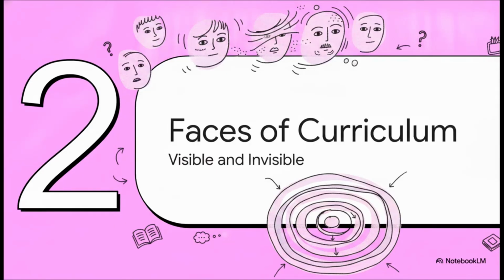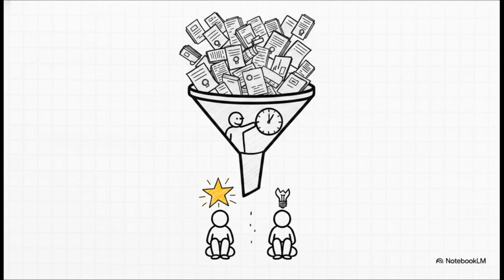Which brings us to part 2, the faces of curriculum, the visible and the invisible. Now, to understand the huge gap between what policymakers intend and what students actually live through, you really have to understand the drop-off that happens. First, we've got the written or formal curriculum. That's the official stuff, the syllabi, the DepEd frameworks.